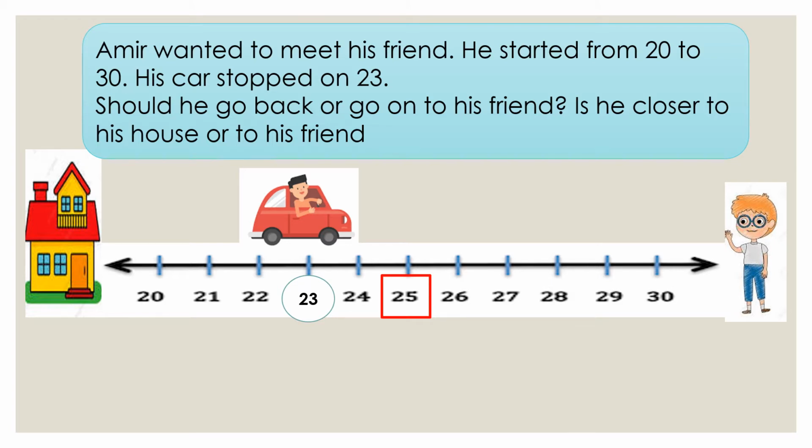Yes, right. Primary 2, excellent. He is closer to his house because this is the midpoint, the middle of the distance, half of the distance, okay? And then he can move back to his house. It's easier for him.